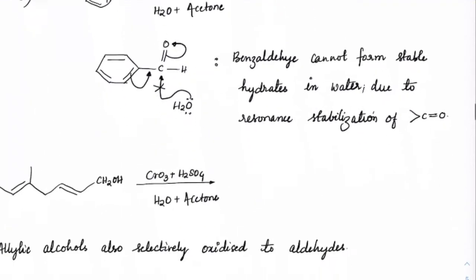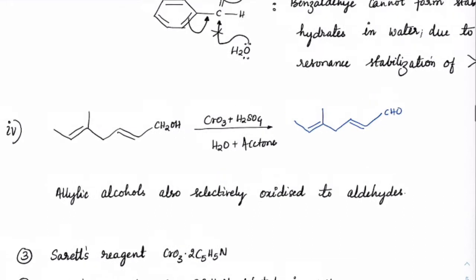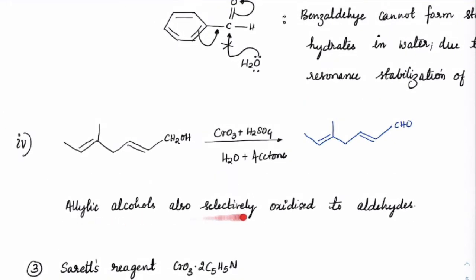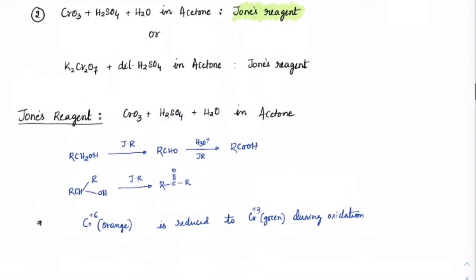The same logic can be applied here. You can check if you have an allylic position here. One thing, Jones reagent will not disturb double bonds. So the only thing it will do is that the primary alcohol present will end up forming aldehyde. This is what is formed. I hope you guys got this. So allylic alcohols also selectively oxidize to aldehydes here. Just make a note of this.